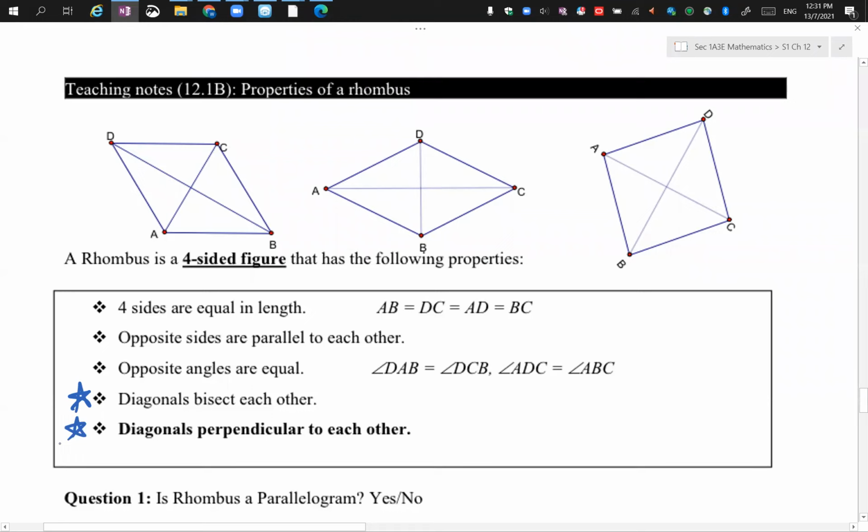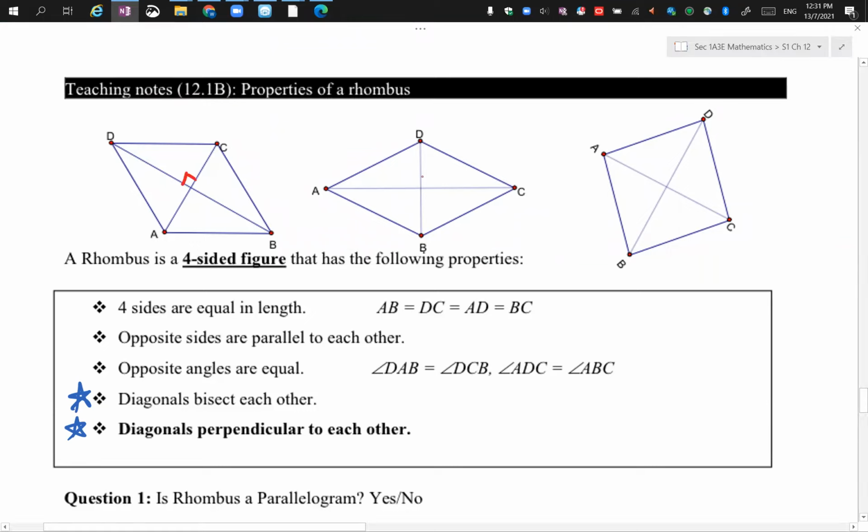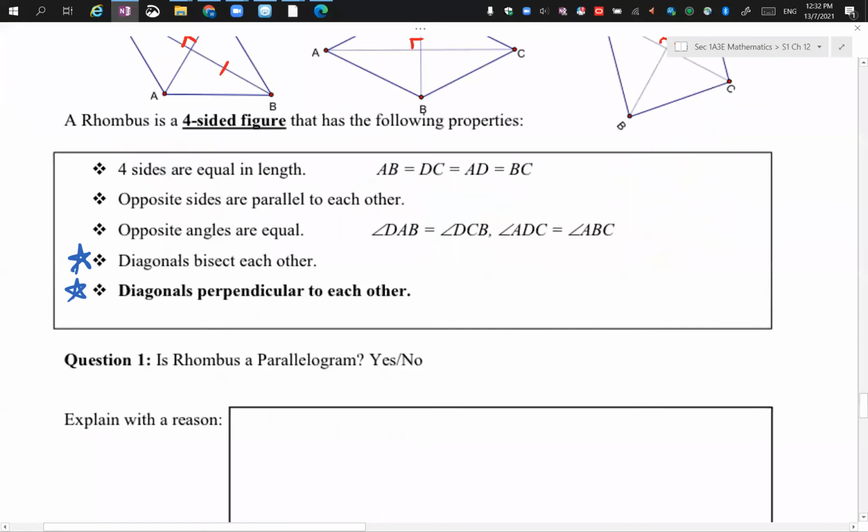So I want you in your notes, whether it is your iPad or hard copy notes, put the 90-degree symbol, the right angle symbol in all of them to remind yourself, this is a property of rhombus. With that, you can also indicate dashes like this to remind you that they are of the same length. So use another color. One dash, two dash to indicate which are the same.